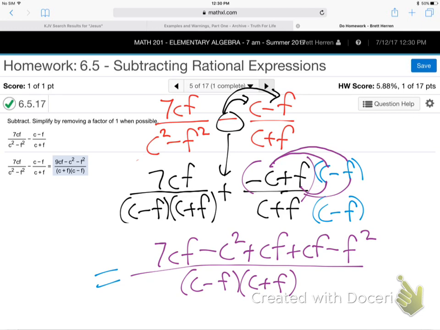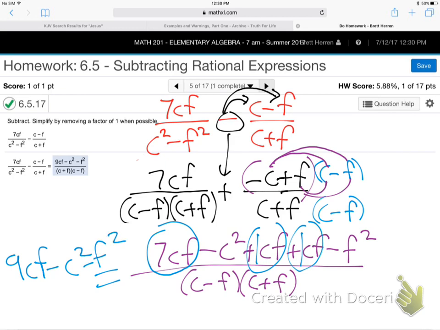What do we have? I'm going to go 7 CF, 1 CF, and 1 CF. That's 9 CF. You can put these in any order. Minus C squared minus F squared, over common denominator, C minus F, C plus F. We're done.